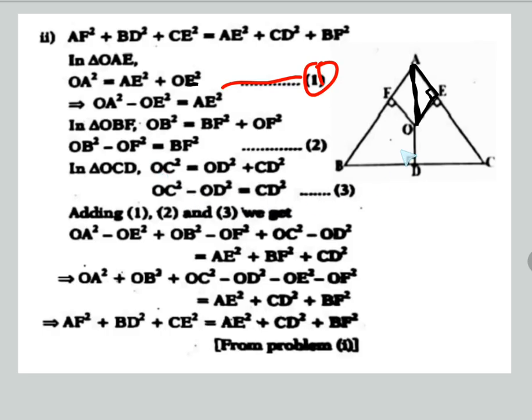And from OBF, it is the right angle at F. From this we can write OB square is equal to OF square plus FB square. So FB square is equal to OB square minus OF square. This is number 2.